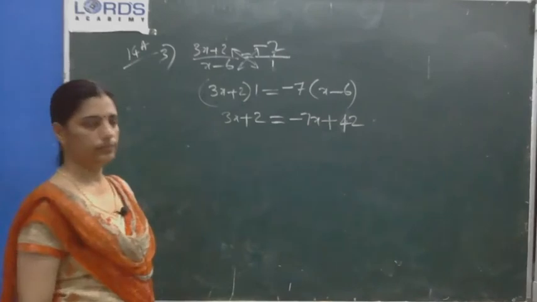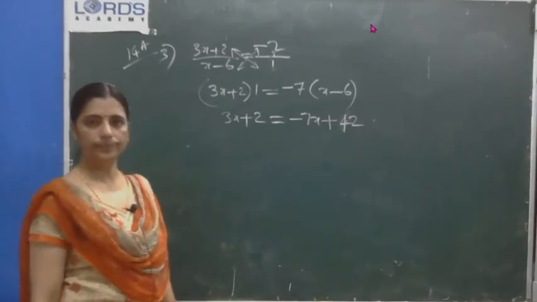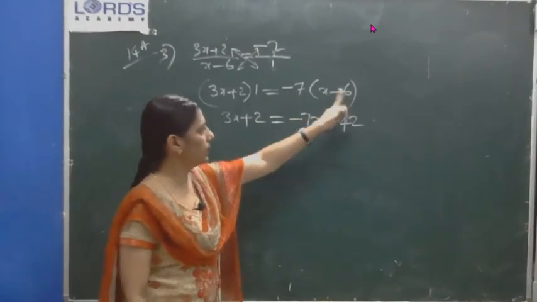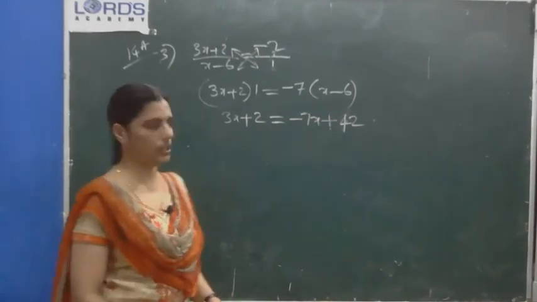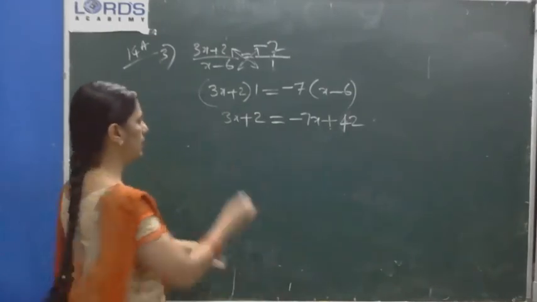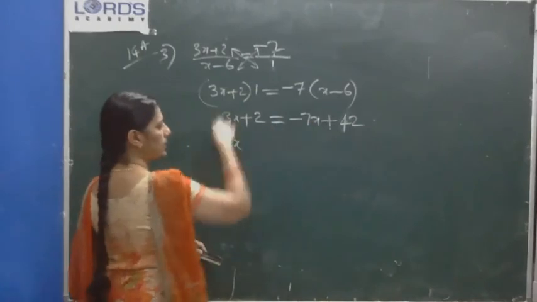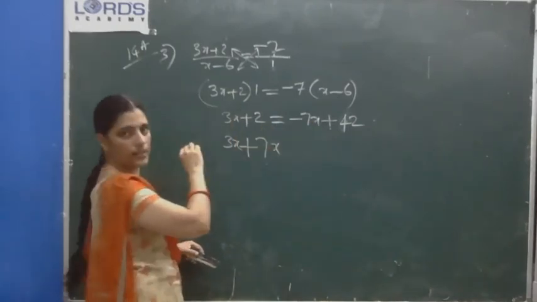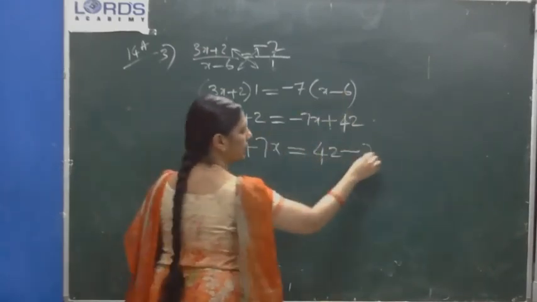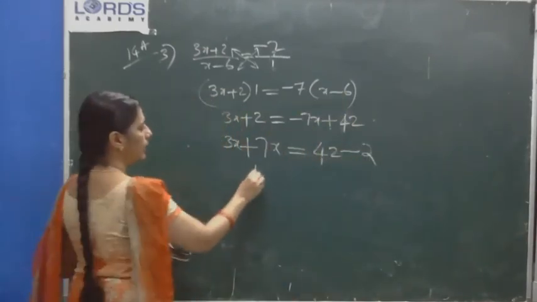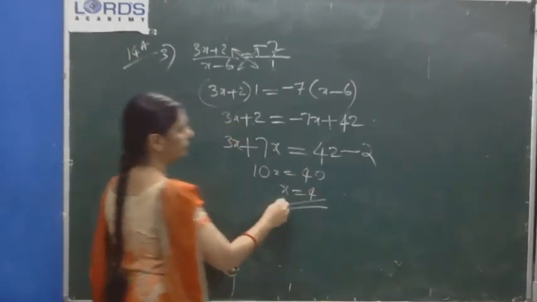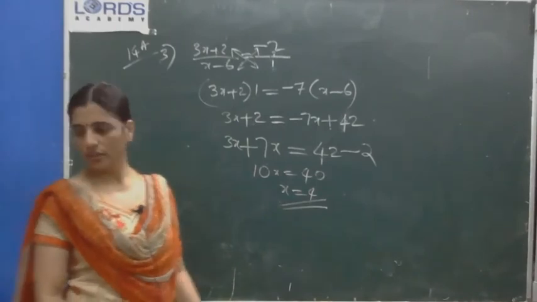Correct? Any doubt on the step? Negative 7 into x, negative 7x, negative 7 into negative 6, positive 7 into 6, 42. Now what I told, all the x to one side, all the numbers to the other side. So 3x, negative 7x, let it go to this side to become plus 7x is equal to 42 is already here. 2 will come to that side, it will become negative 2. So 10x is equal to 40, x is equal to 4. Very easy question, no? Very easy.